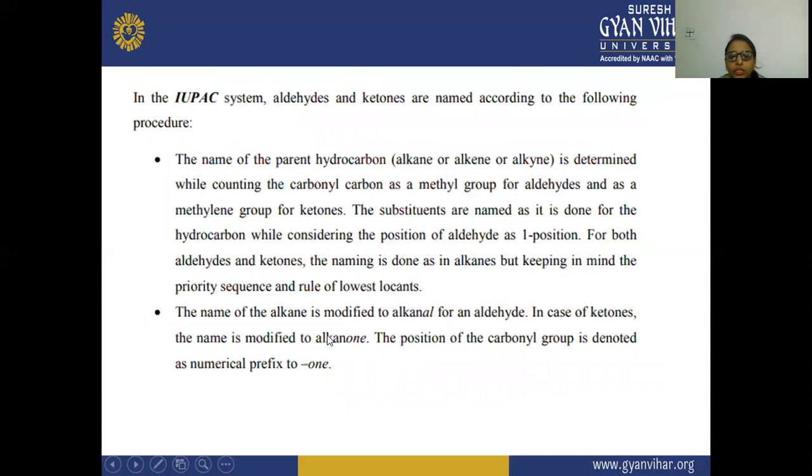And here you will see the position of the carbonyl is numbered as the first position for aldehyde. So the naming is done as in alkane, but keeping in mind the priority sequence and the rule of lowest locants. Here it means you have to see the priority sequence of the functional group. So here the alkane is modified to alkanal or alkanone. The e is replaced by al in case of aldehyde, and in case of ketone, the e is replaced by one. The position of the carbonyl is denoted as a prefix to the one.